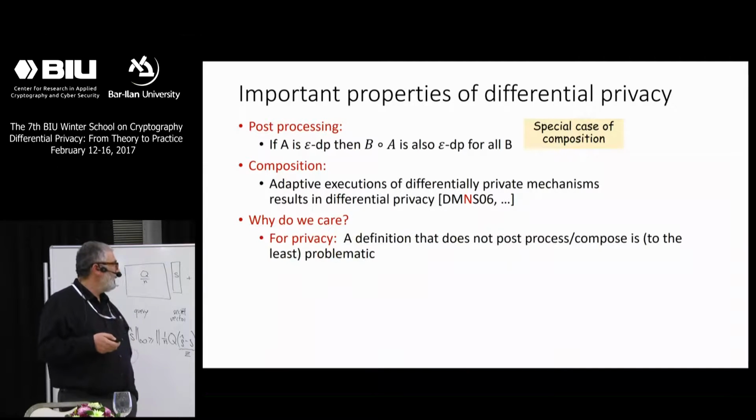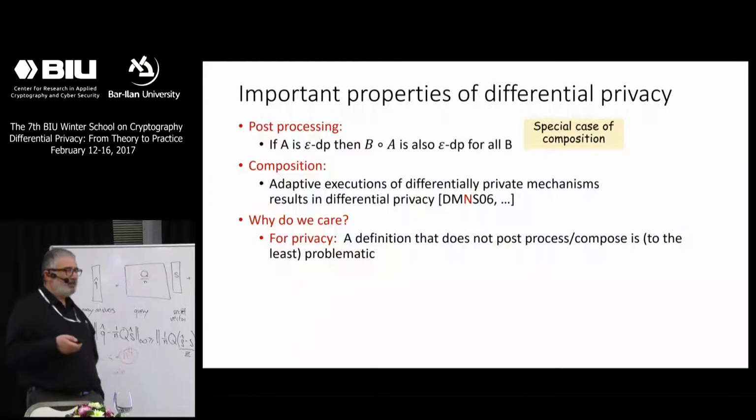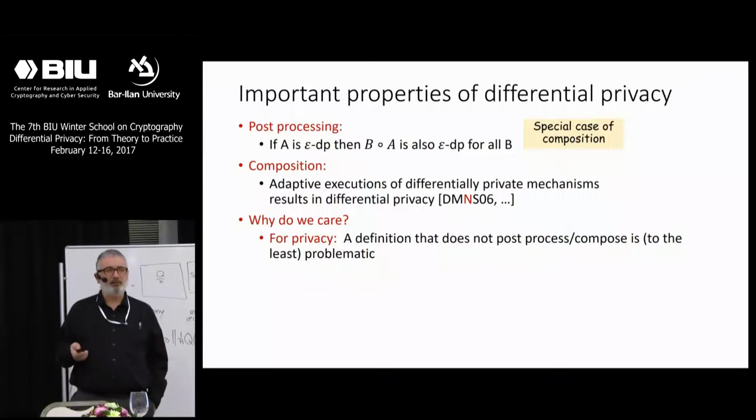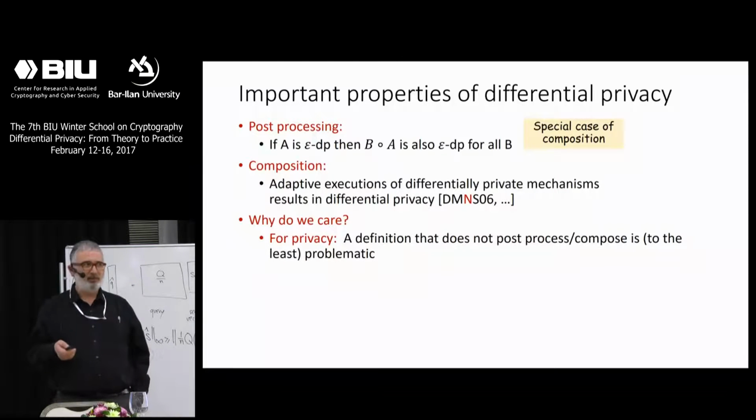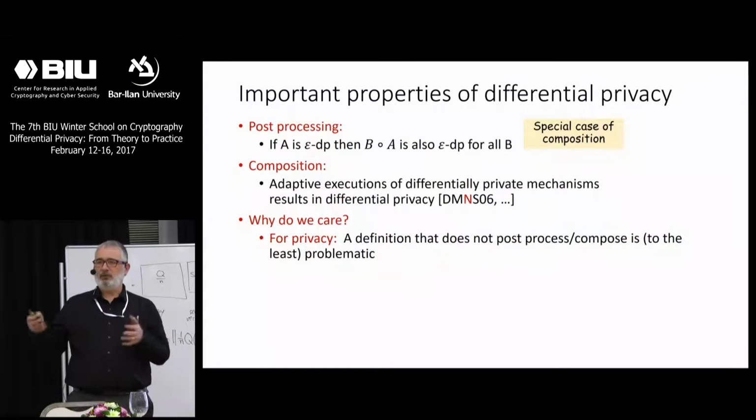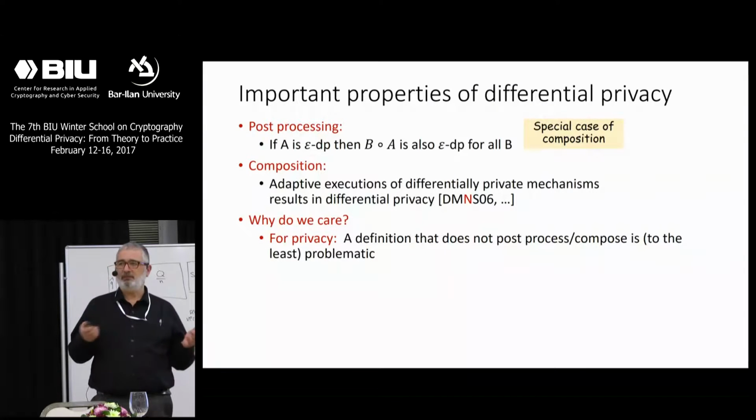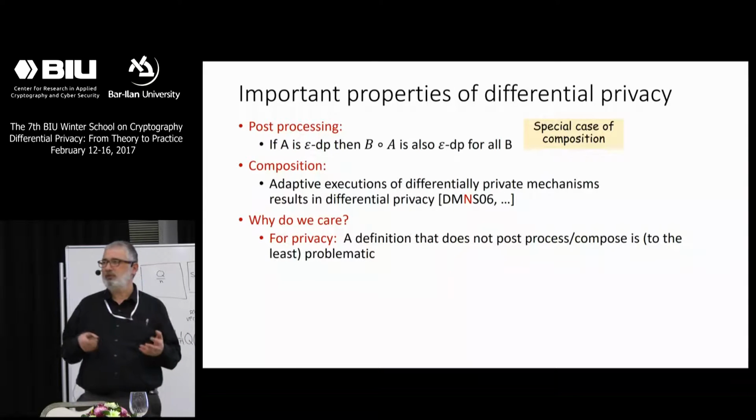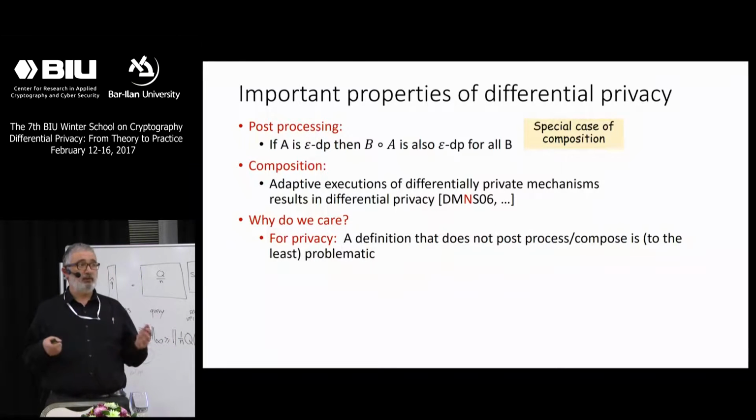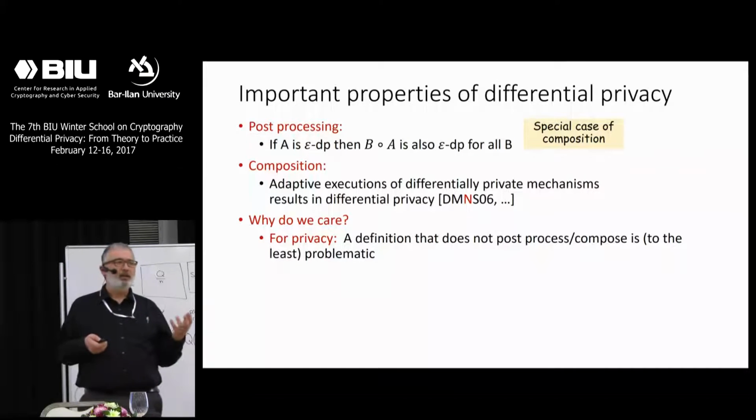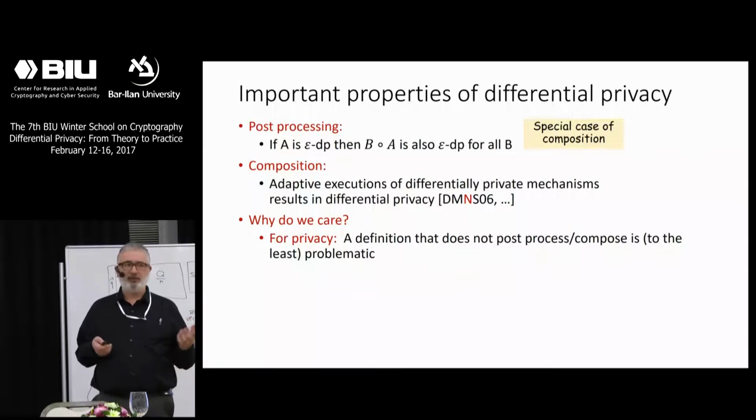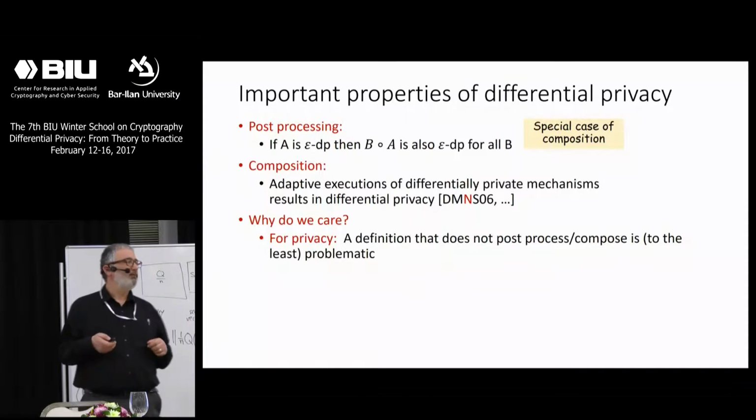Why do we care? One is for privacy. It's an important property of differential privacy that it composes. Otherwise, you could produce several seemingly privacy-preserving computations, but together, when you compose the results, privacy will be breached. We don't want that to happen, so it feels that this is an essential property of a good privacy definition, and we're happy we have it for differential privacy.